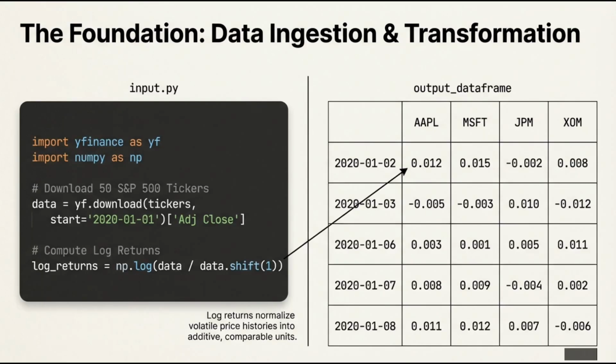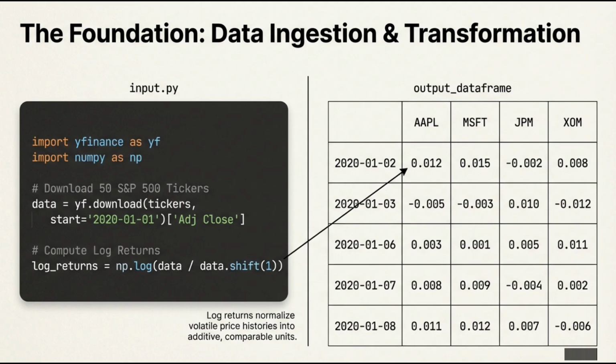Let's begin with the foundation: data ingestion and transformation. On the left side of this slide, the code uses yfinance and NumPy to download adjusted closing prices and then compute log returns. Log returns are calculated by taking the logarithm of today's price divided by yesterday's price. Why do we do this? Because raw prices are not directly comparable across stocks. A $10 change means something very different for a low-priced stock than for a high-priced one. Log returns normalize those price histories into additive, comparable units.